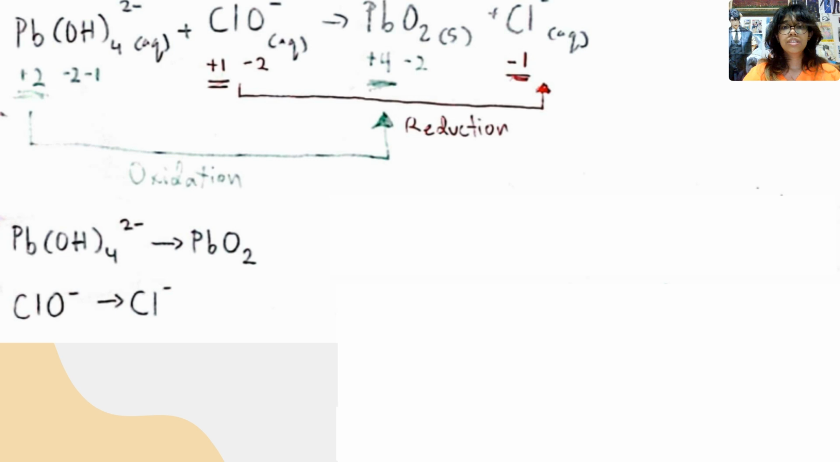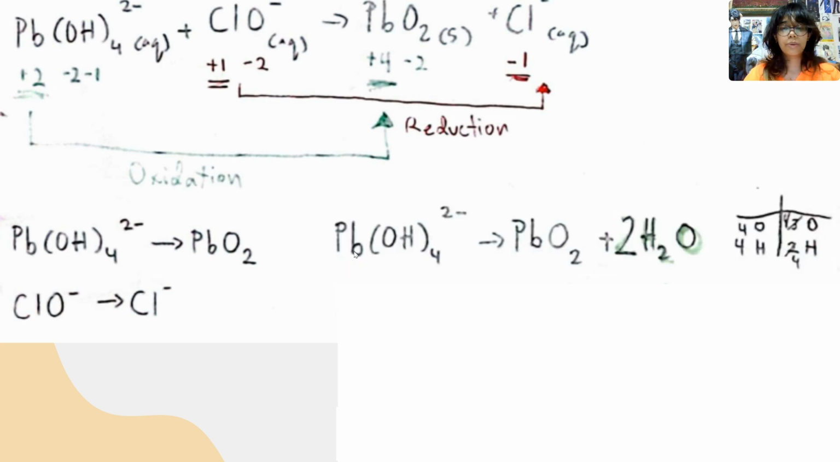Next, we write them down one by one and start balancing. First, we balance the elements other than oxygen and hydrogen, but those are already balanced, so we move on to balancing the oxygens. To do that, we add water, and as you can see here, we add two waters. We can do a simple T table to see how many oxygens and hydrogens we have before and after. Now we have 4 oxygens and 4 hydrogens on both sides. That's balanced, so we can move on to our reduction half reaction.